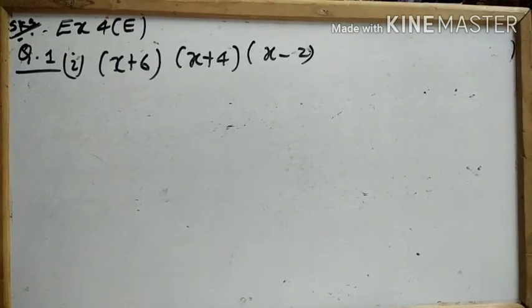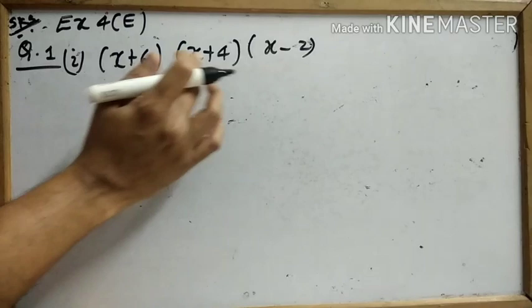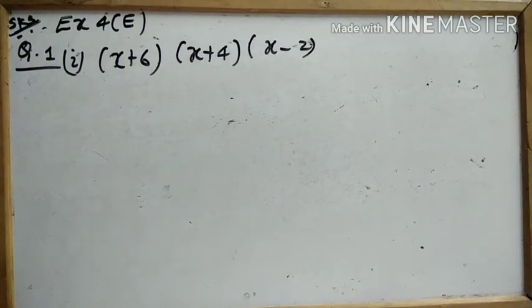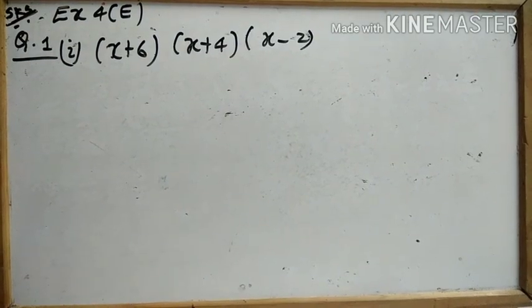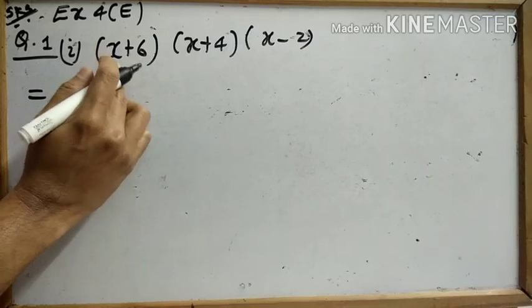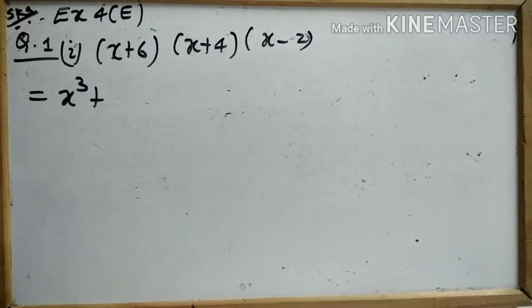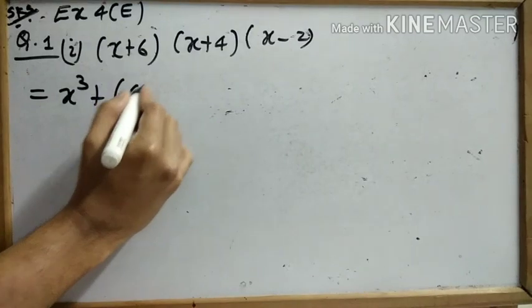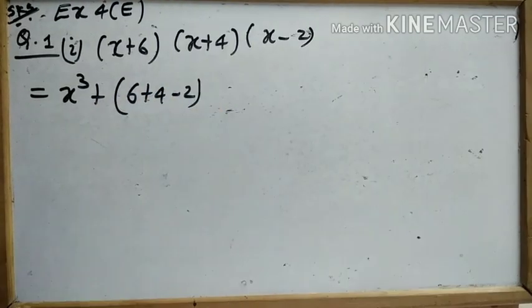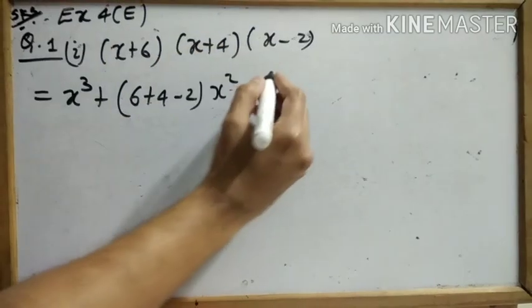Dear friends, I am taking the first sub-question of question 1 of exercise 4E. You can see here (x plus 6)(x plus 4)(x minus 2). If you remember what we did in the previous part of the lecture, we used the identity. x into x into x is x cube. Then, if you remember, the power reduces to x squared, but before x squared there will be the sum of a, b and c. Here it will be (6 plus 4 minus 2) into x squared, plus, if you remember, the next term will contain only x, but that time it will be the product of these two numbers, that is 24.